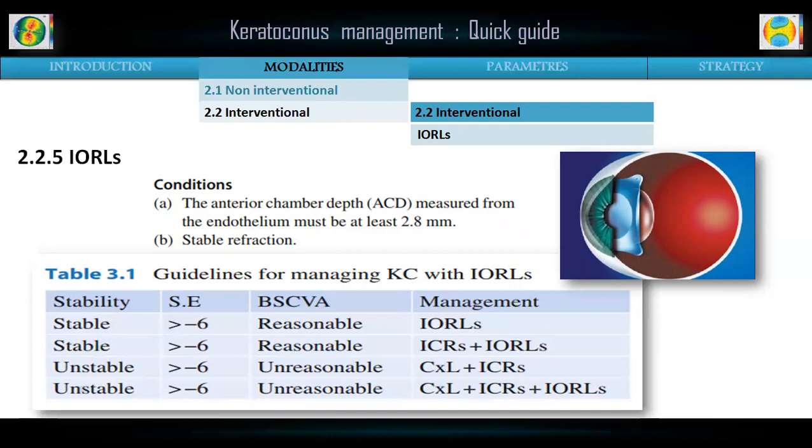These are the guidelines for managing keratoconus with intraocular refractive lenses. When we have a stable keratoconus with spherical equivalent more than -6, we can suggest to the patient to do intraocular lenses or ECR with intraocular lenses.